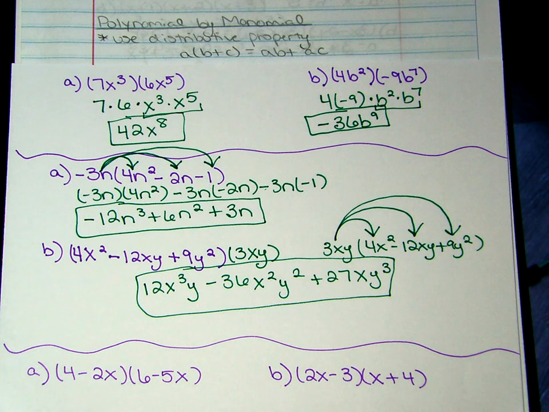So any questions on how we use the distributive property to multiply a monomial by a polynomial?